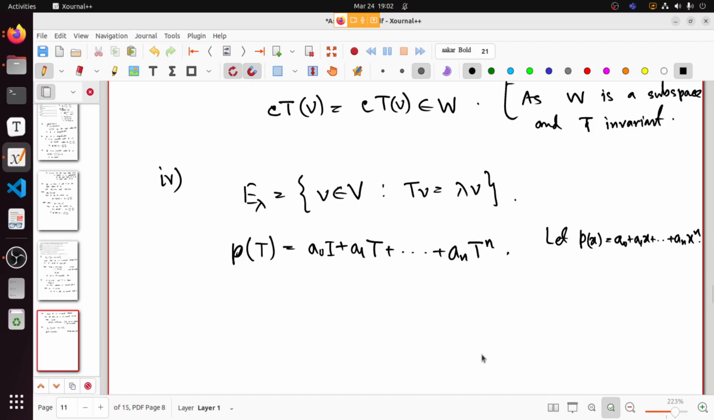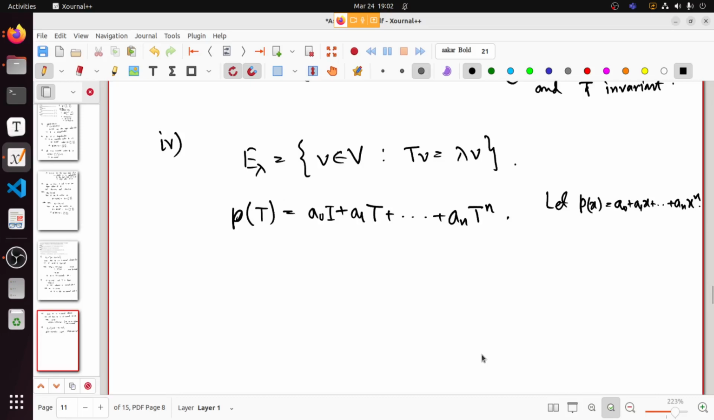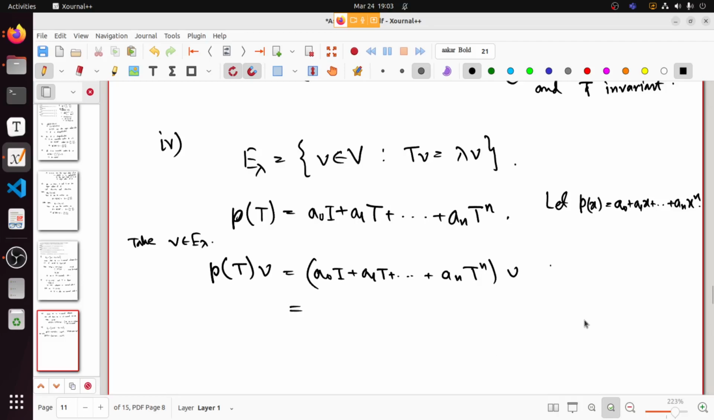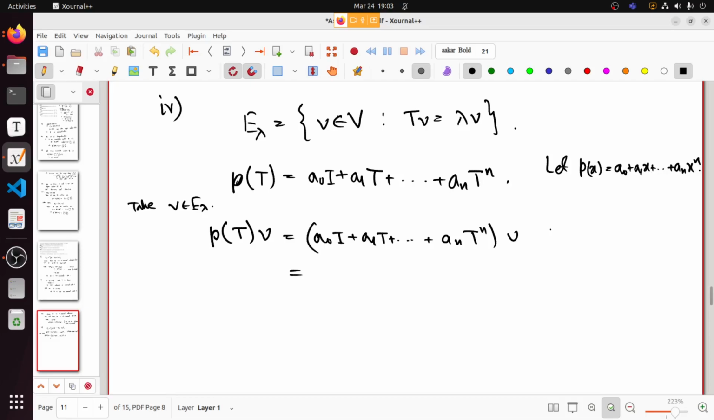So this is the polynomial in T. You have to check that E lambda is an invariant under this polynomial, right? So what will be P(T) of v? Suppose v is in E lambda. P(T) is a0 I plus a1 T plus dot dot dot an T to the power n, applied to v. And you know one fact, that v is an eigenvector of T with eigenvalue lambda.